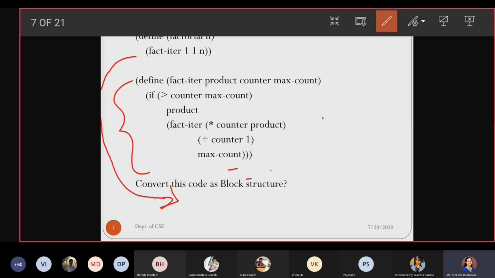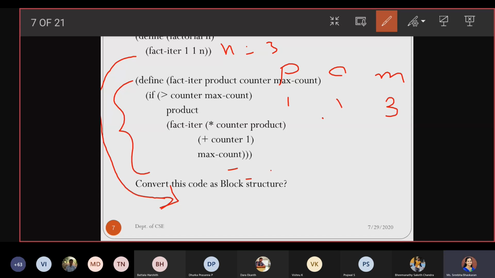So as I have said, if you are considering your n value to be 3, I have listed only the arguments, that is product, counter, and max counter. So when your n is 3, how would the procedure calls have happened? First time when you are calling, your product was 1, counter was 1, and the maximum count was set to be 3.